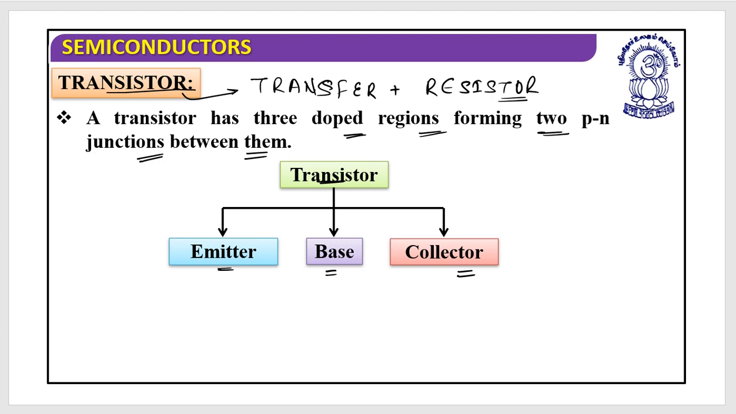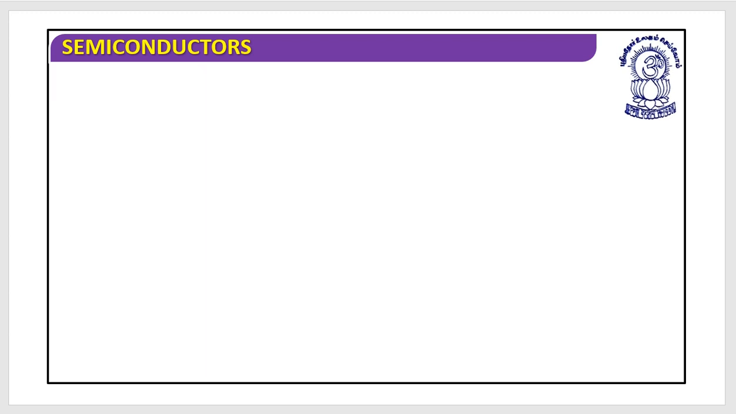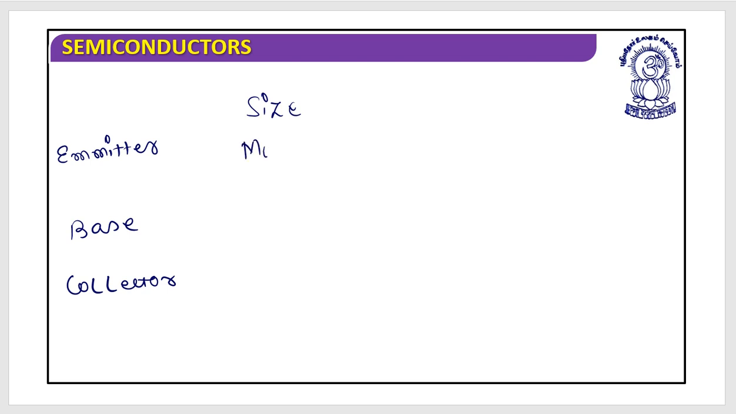Now let's summarize their situations: emitter, base and collector. Let's discuss them first from the size point of view. The size of the emitter is moderate. The size of the base is the least, and the size of the collector is the highest.